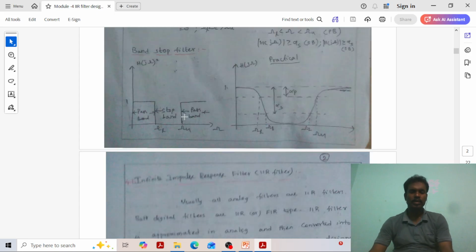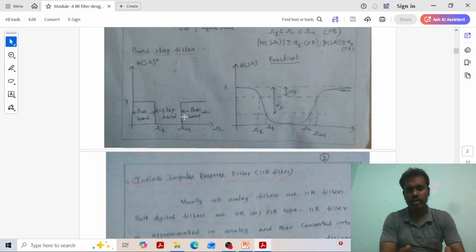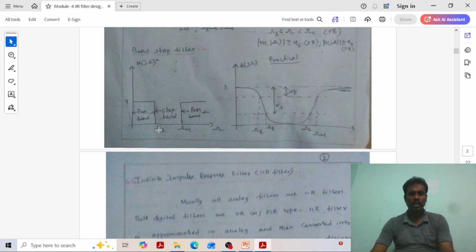So a band stop filter means it will reject a particular band of frequencies and allow all the remaining frequencies. It has two cutoff frequencies, a lower cutoff frequency and an upper cutoff frequency, but these are stop band frequencies. So omega 1 and omega 2 are the two stop band frequencies. And for the pass band, it changes from pass band to stop band at the beginning, and again from stop band to pass band.